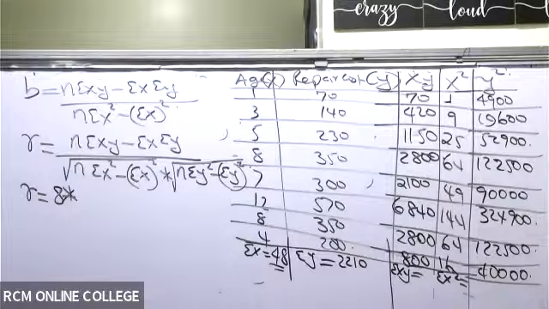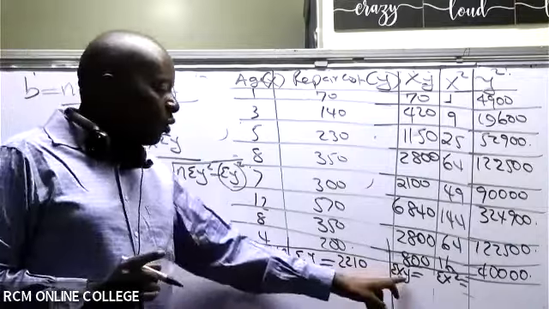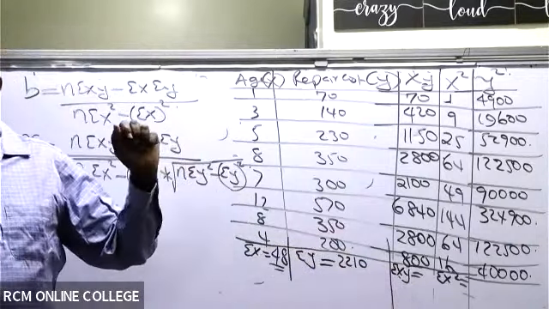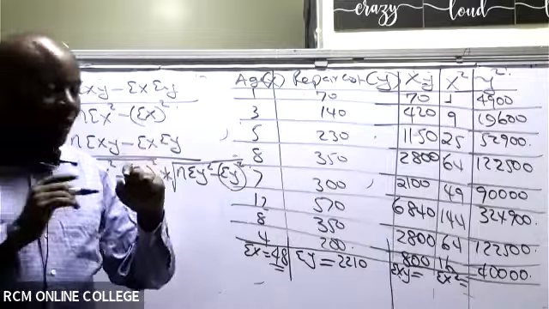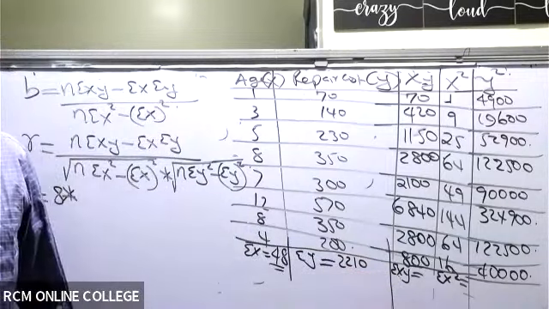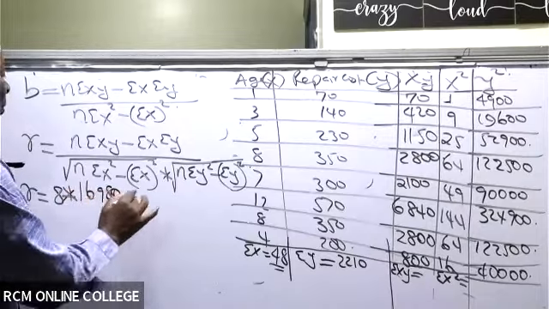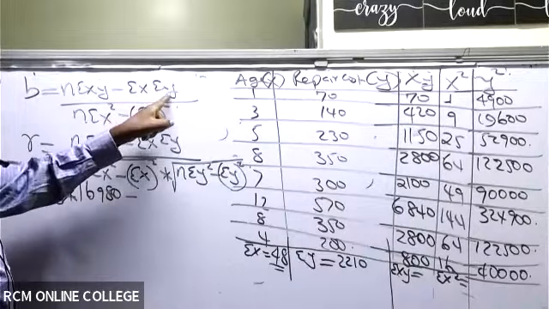Anybody who can remind Mwalimu the summation of xy would really be happy. Not sum of x alone, not sum of y, summation of xy. This xy was 16,980. I hope you are able to remember that. Minus now summation of x times summation of y.